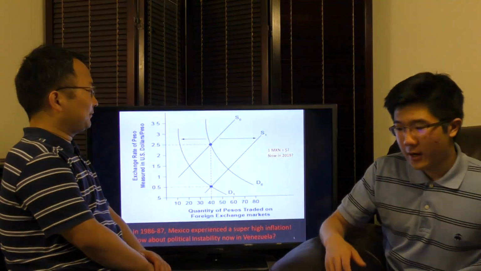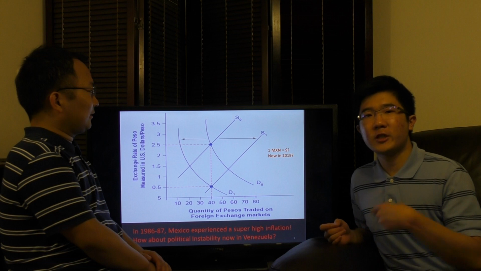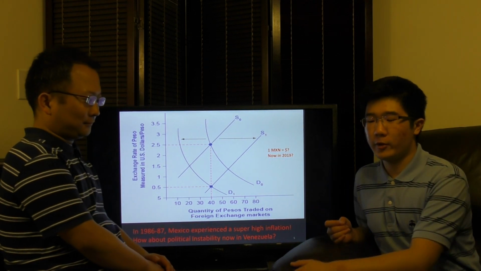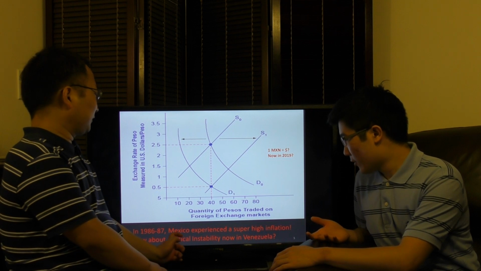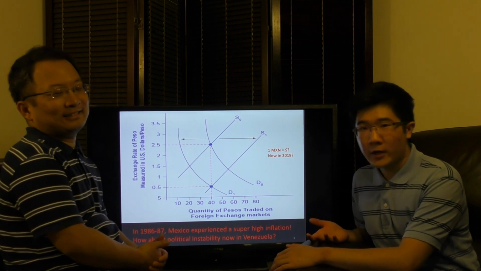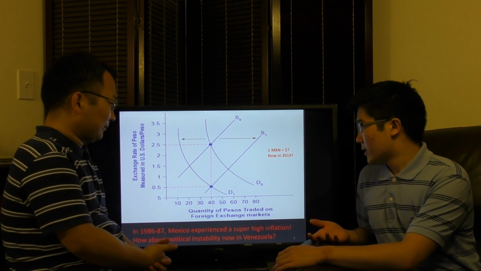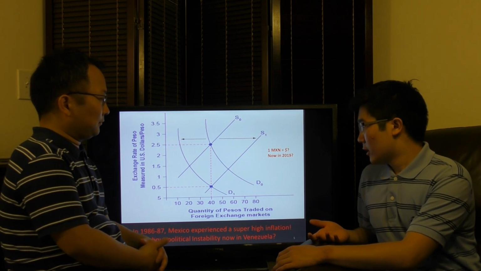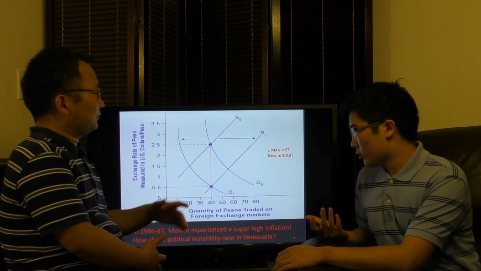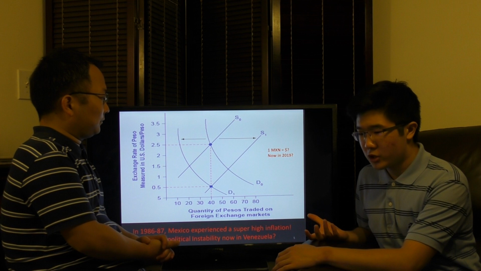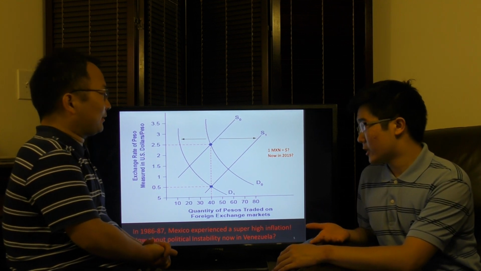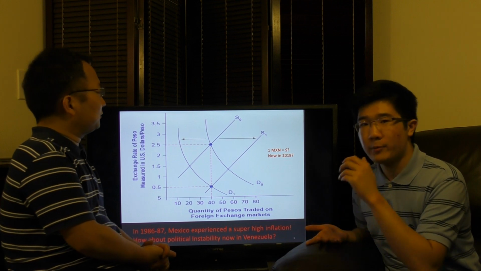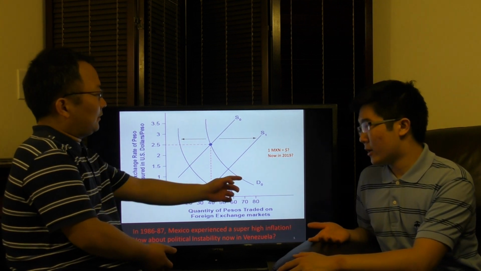Okay. And so finally, we have political instability, or just currency instability, which can cause a lot of issues. Let's say in 1986-87, Mexico had very high inflation and was very unstable politically and economically. And so the demand for Mexican pesos will decrease, because super high inflation and instability is not something people will invest in. So fewer foreigners will demand Mexican pesos.